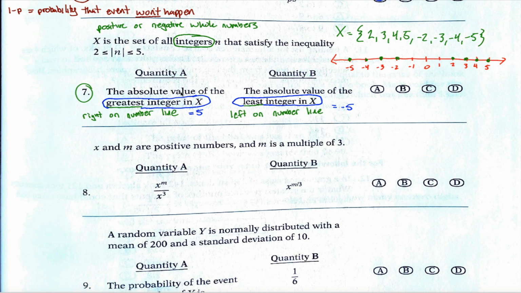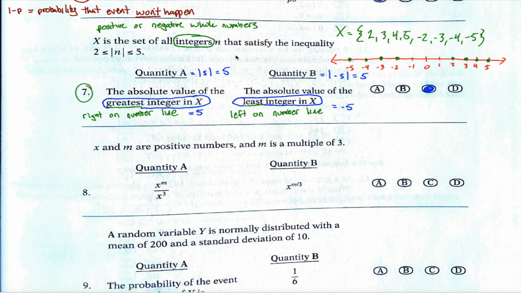It's the absolute value of the greatest integer in X. So quantity A would be equal to the absolute value of 5, which is equal to 5. And quantity B would be equal to the absolute value of the least integer in this set, which is the absolute value of -5, which is equal to +5. Quantity A and quantity B are both equal to +5. Since they're the same, the answer to the question is C.